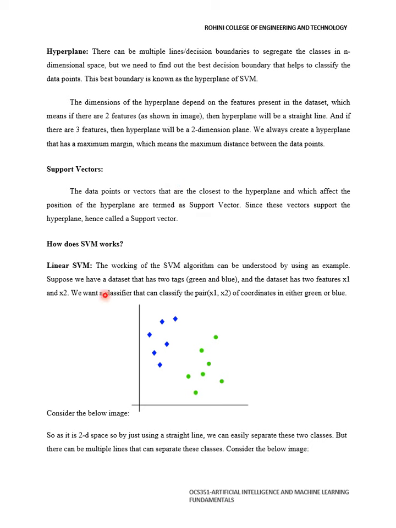This is how the SVM works. For linear SVM, the working of the SVM algorithm can be understood by using an example. Suppose we have a data set that has two tags, green and blue. The set has two features, x1 and x2. Based on that, it will be classified. The x1 will be in blue color and the x2 will be in green color.